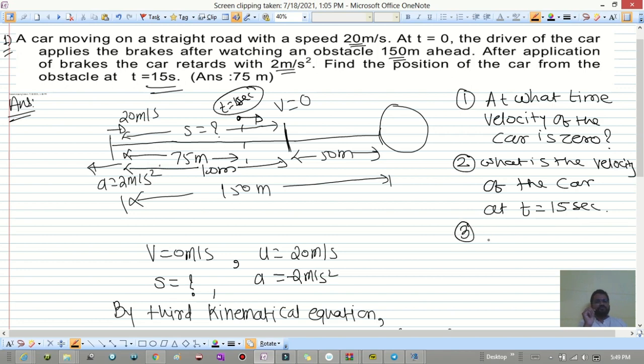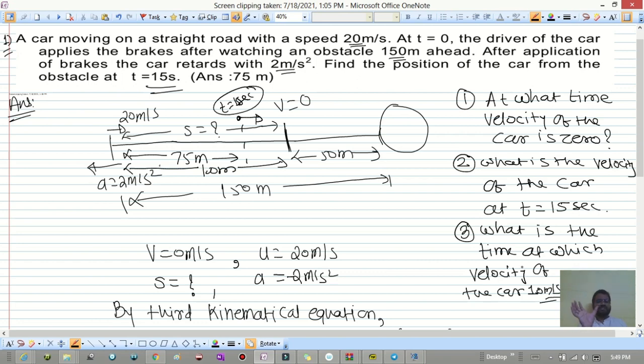Third, what is the time at which the velocity of the car is 10 meter per second? Okay, so these are the three questions we can frame from the same question, right? So always try to apply your knowledge to the question, and create your own question and try to answer that.